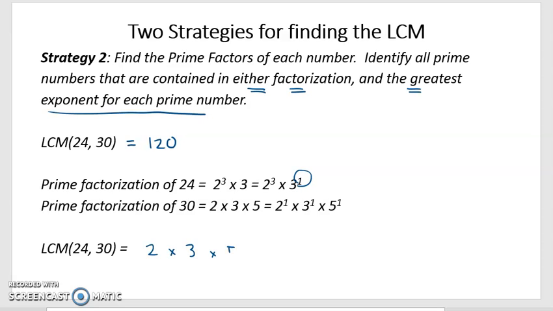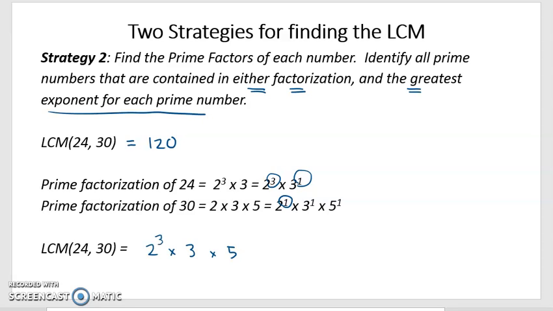So the prime factors that are in either of these two numbers are 2, 3, and 5. And then what you do is identify the greatest exponent that is included in both numbers. So for the 2, you've got 2 to the third and 2 to the first. As a multiple, it has to contain all of 24. It has to contain all of 30. So to contain all of 24, we need at least three 2's. So you identify the greatest exponent of the two exponents.